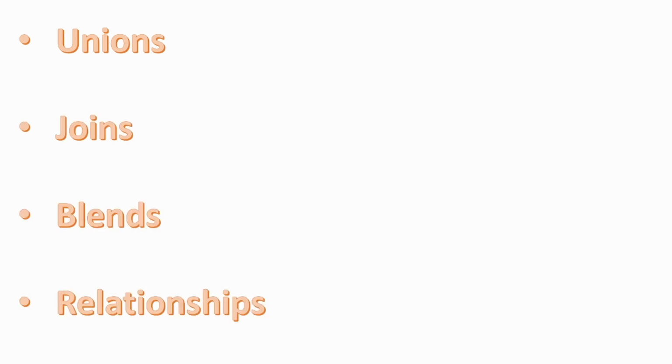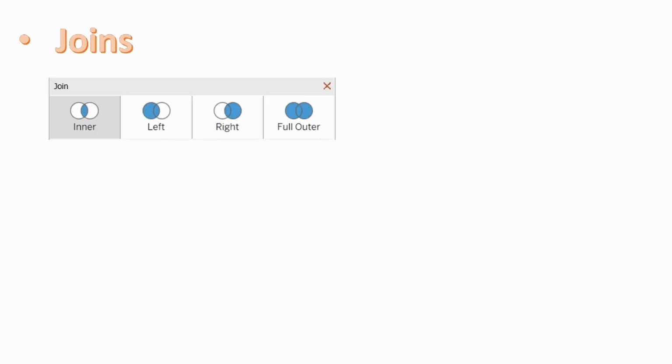So there are four types of data connections in Tableau. There's unions, joins, blends, and relationships. But today we're just going to go over joins. In joins, there are four types of joins. There's an inner join, a left join, a right join, and a full outer join. So we're going to go through examples of all of these joins to fully understand how they work.